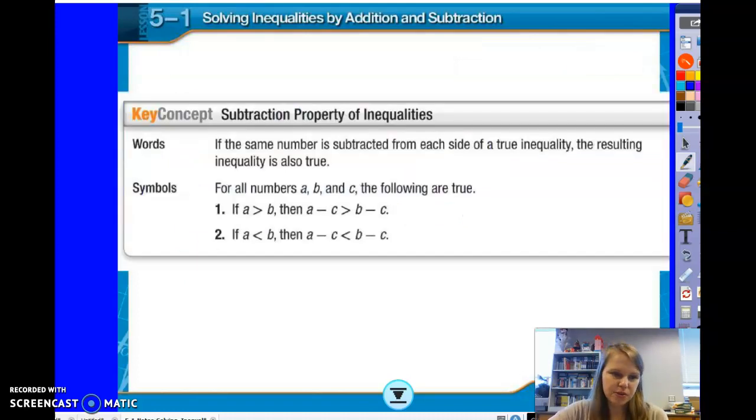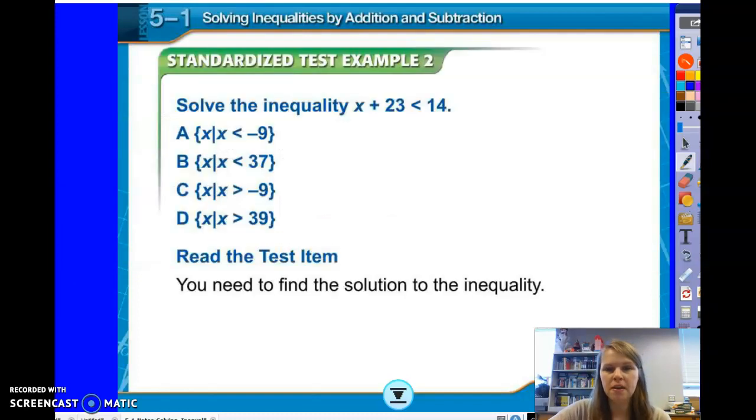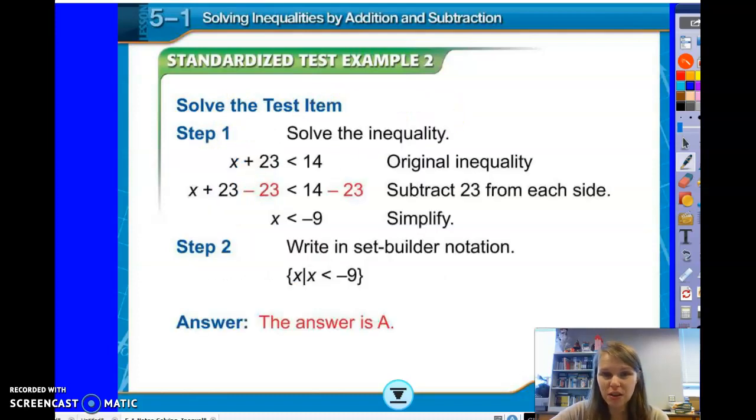So just like we were doing addition, the same goes for subtraction. If you subtract a number on one side of the equation, you've got to do the same on the other side. So it's the same as equations, only now we're talking about inequalities because it has a different symbol in the front. This one looks kind of funny here with our answer options. We'll talk about this in a minute, but this is asking us to solve x plus 23 is less than 14. So we're going to have to do what? Subtract 23 on both sides. You end up with x is less than negative 9.